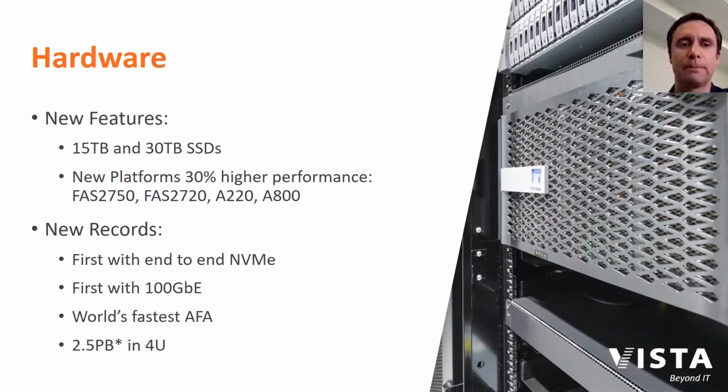We've got some new hardware platforms, so 30% performance improvements from their predecessors. So 2750, 2720, A220, and the A800. And we'll focus on the A800 here for just a moment. So that's kind of the big flagship all-flash array. It's the first array in the industry with end-to-end NVMe. First with 100 gigabit Ethernet, world's fastest all-flash array, 2.5 petabytes in 4U.